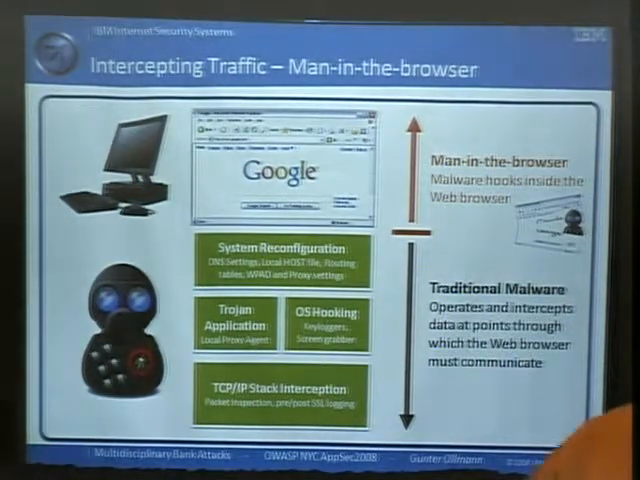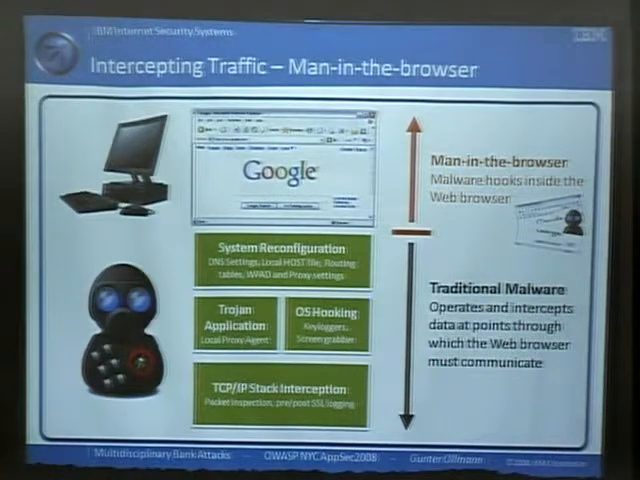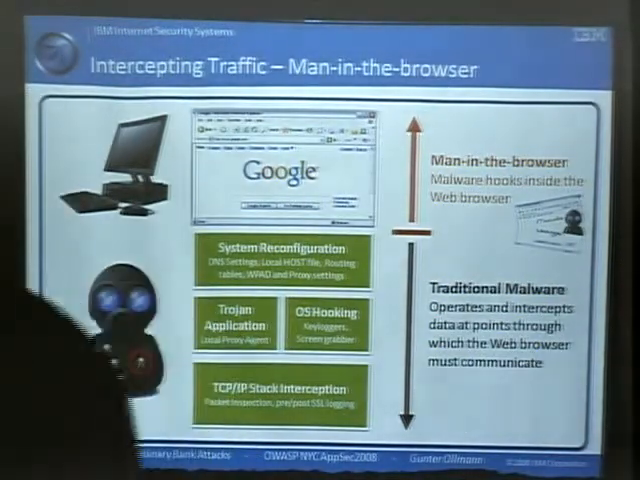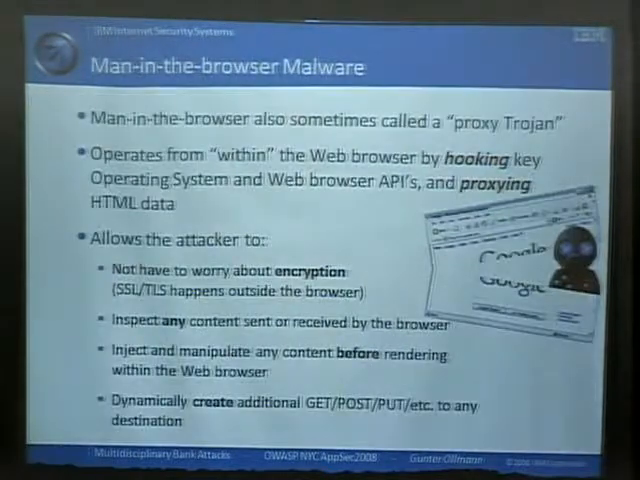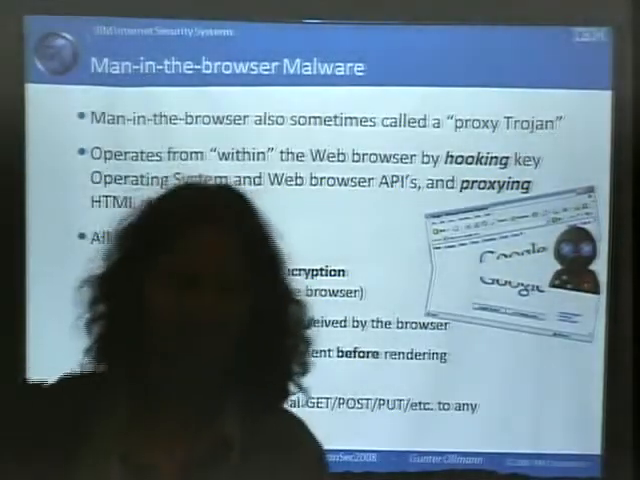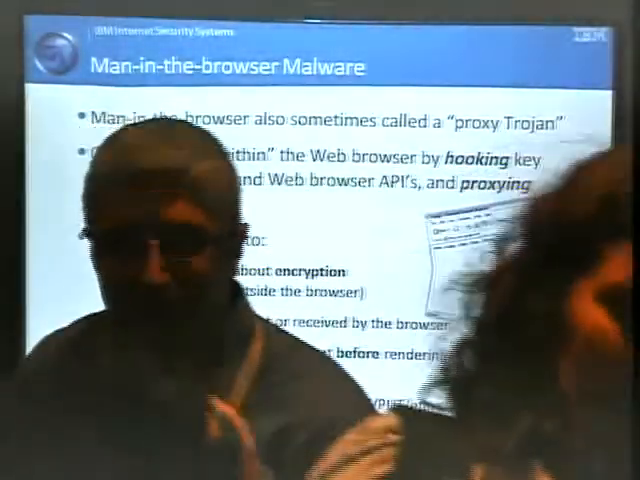So all these things about having to load extra applications and get those running, or Trojans having to intercept the stack, don't matter if you're operating inside the browser. The browser has the secure connection between the end sites. So what does this really mean? The man in the browser Trojans, more often now called proxy Trojans, operate from within the web browser by hooking key operating system and web browser APIs and proxy all the HTML data. What this means is that the attacker themselves doesn't care about encryption.